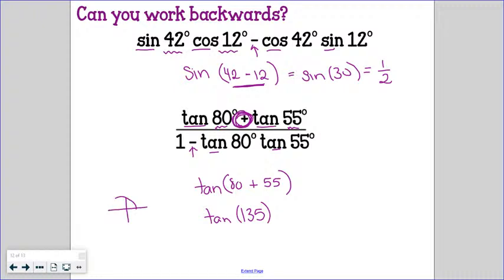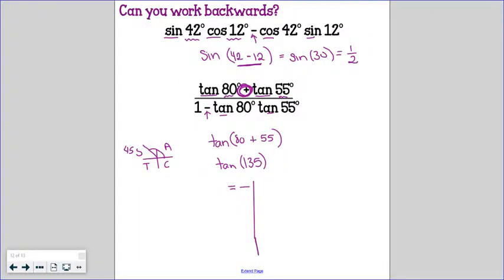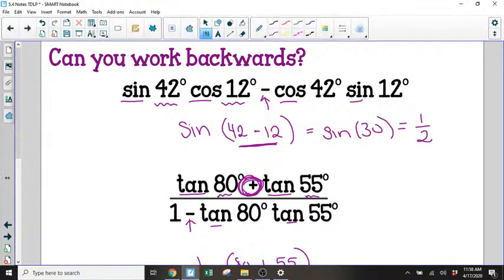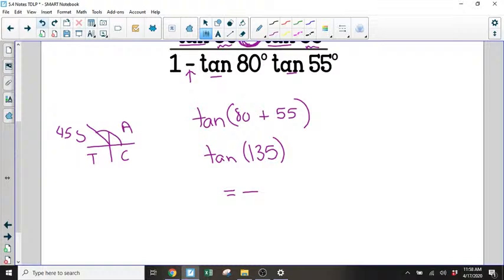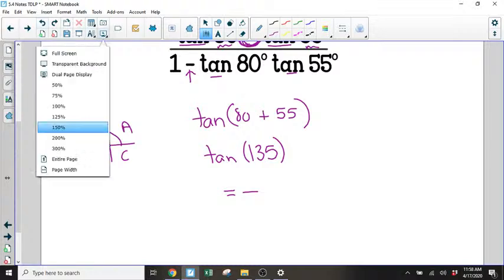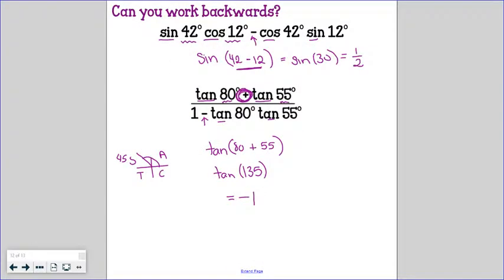135 degrees puts me into quadrant 2. In quadrant 2, tangent is negative, so my answer should be negative. That has a 45-degree reference angle and tangent of 45 degrees... oop, whoa. Sorry. Tangent of 45 degrees is 1. Negative because it's in quadrant 2, and tangent is negative in quadrant 2.